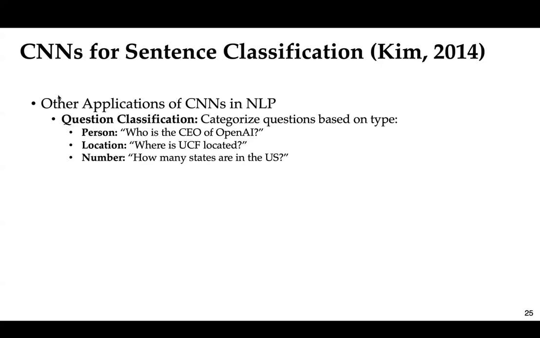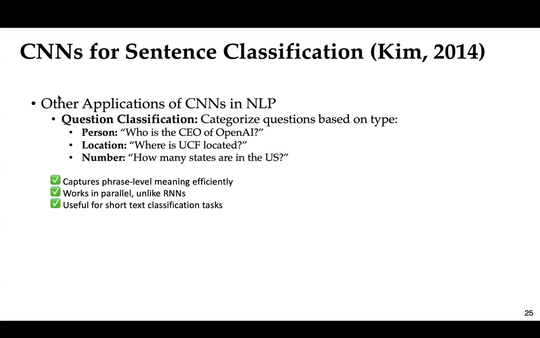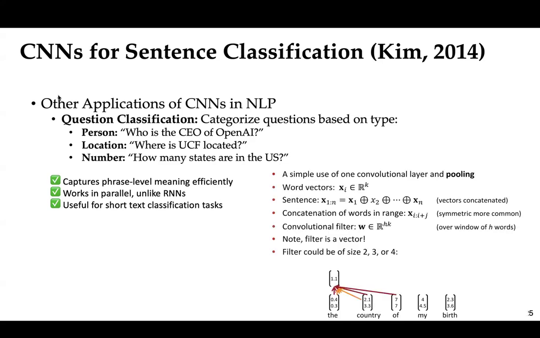How does it work? Other applications include question classification, which categorizes questions based on type: person, location, number. You can capture phrase-level meanings. You can work in parallel, unlike RNNs, and it is useful for short text classification. And the way it works is like this.